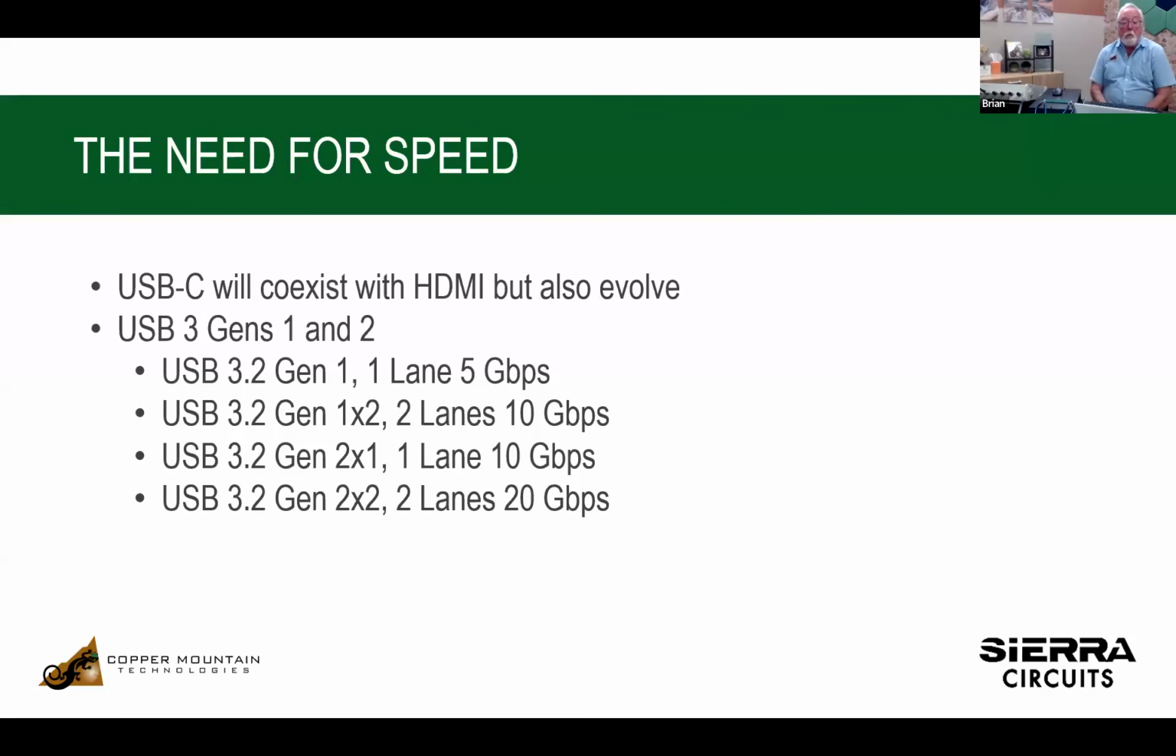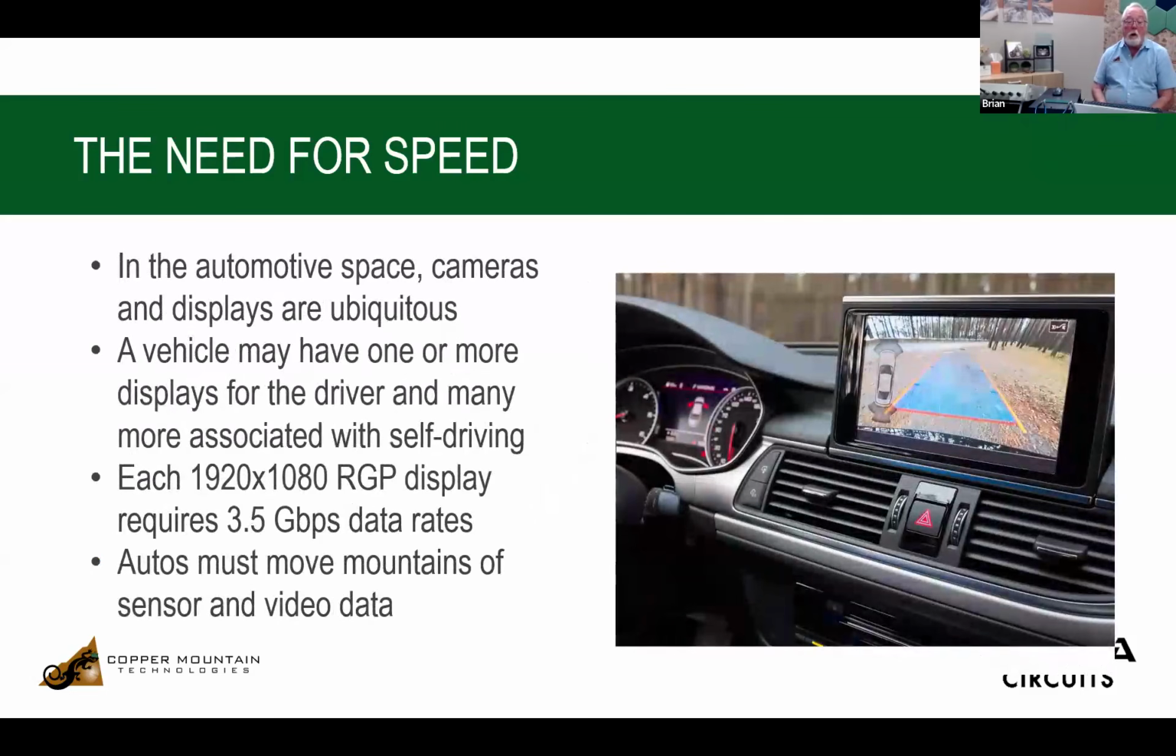USB-C will coexist with HDMI, but it's also evolving. USB 3.2 is going to be up to 20 gigabits per second. And all of this stuff has to be on a PC board at one point or another. In the automotive space, we have cameras and sensors all over our vehicles, and they're pumping data all over the place. Each one of these little displays that we're running requires 3.5 gigabit per second data rates. So we have to move mountains of sensor and video data, and all those go through circuit boards.